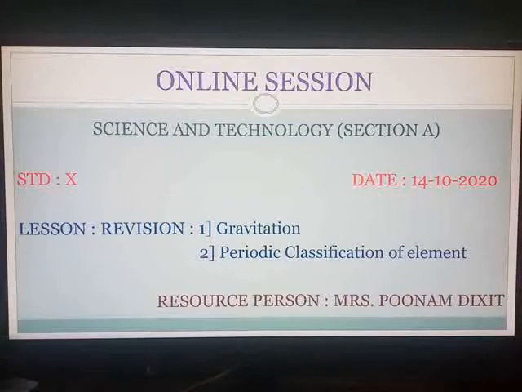Today, we are going to continue with our revision for the subject Science and Technology, Section A. In our previous session, we have completed the revision for chapter number 4. Today, we are going to revise chapter number 1 and 2, which were there for your first online assessment. So let us begin with the revision for chapter number 1, that is gravitation.